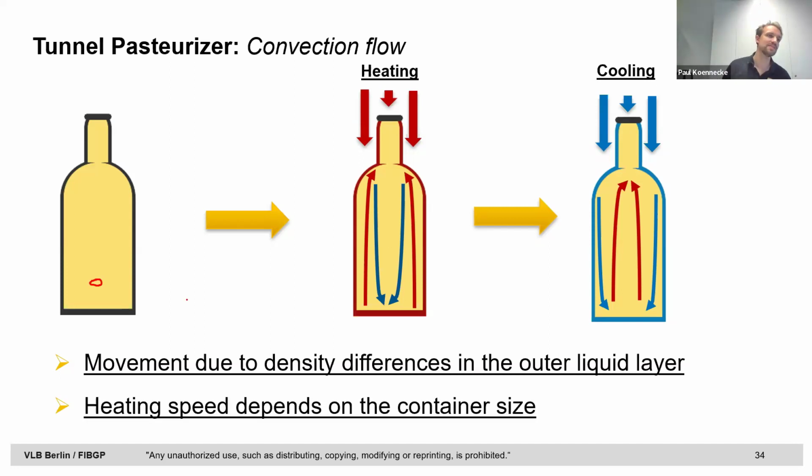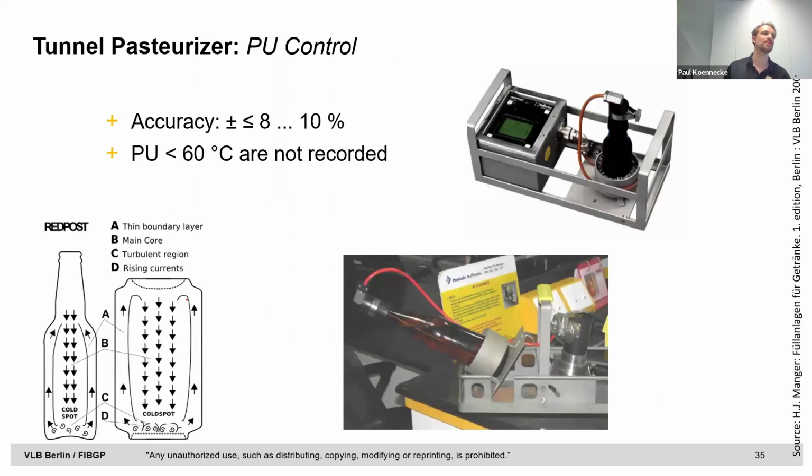And of course, this heating speed depends on the container size. 330 milliliter bottles will heat up way faster than 500 milliliter bottles. You will have different programs in the tunnel pasteurizer to achieve this, and not different tunnel pasteurizers, because those machines are probably the biggest ones in the filling lane, and you will not have two of them. When you want to control your pasteurization units, you will probably do this with one of those gadgets here, where you have a bottle with a tracking system which is tracking the temperature. You can also achieve this by putting trackers in there and then closing the bottle.